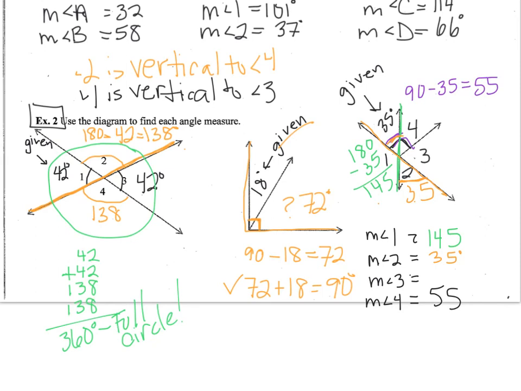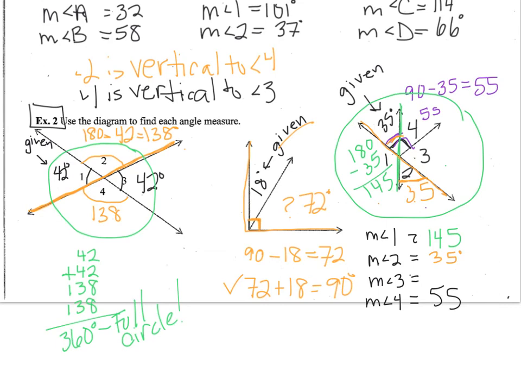All right, so I have everything done but one. I know 55, 35, 145, and 35. So I could think about my circle. I could do 360 minus those 4 to figure out this last one. That's one option. Looks like a lot of work to me though.